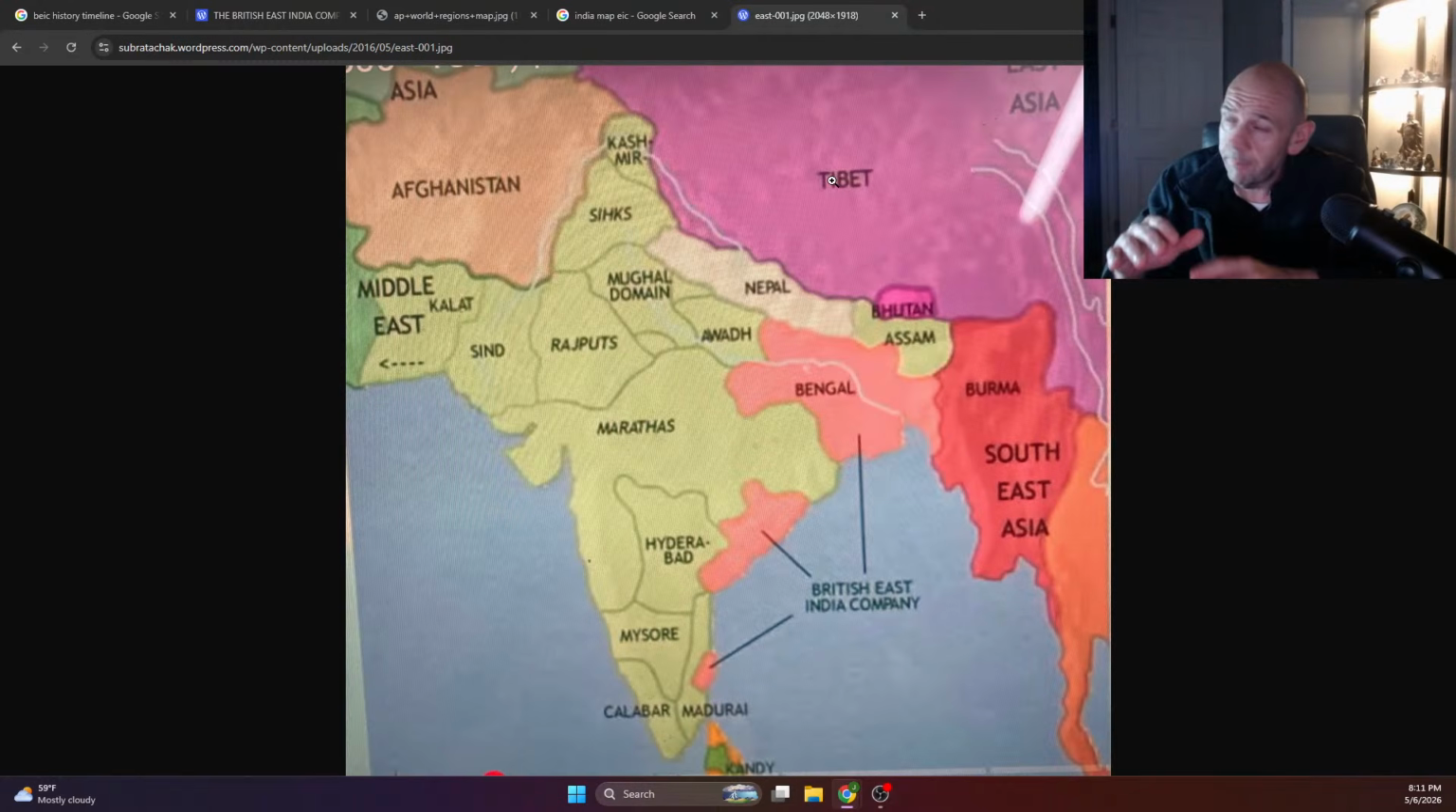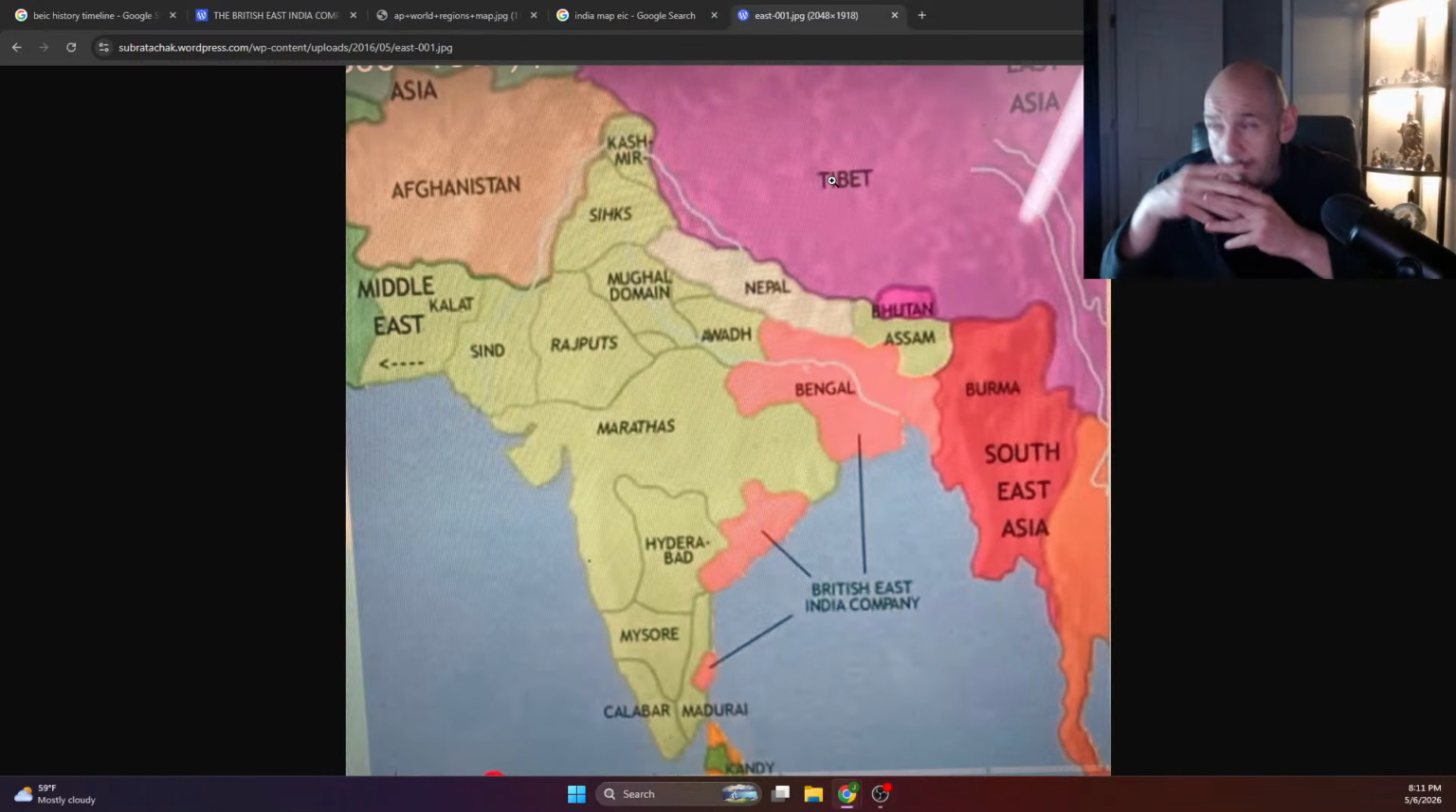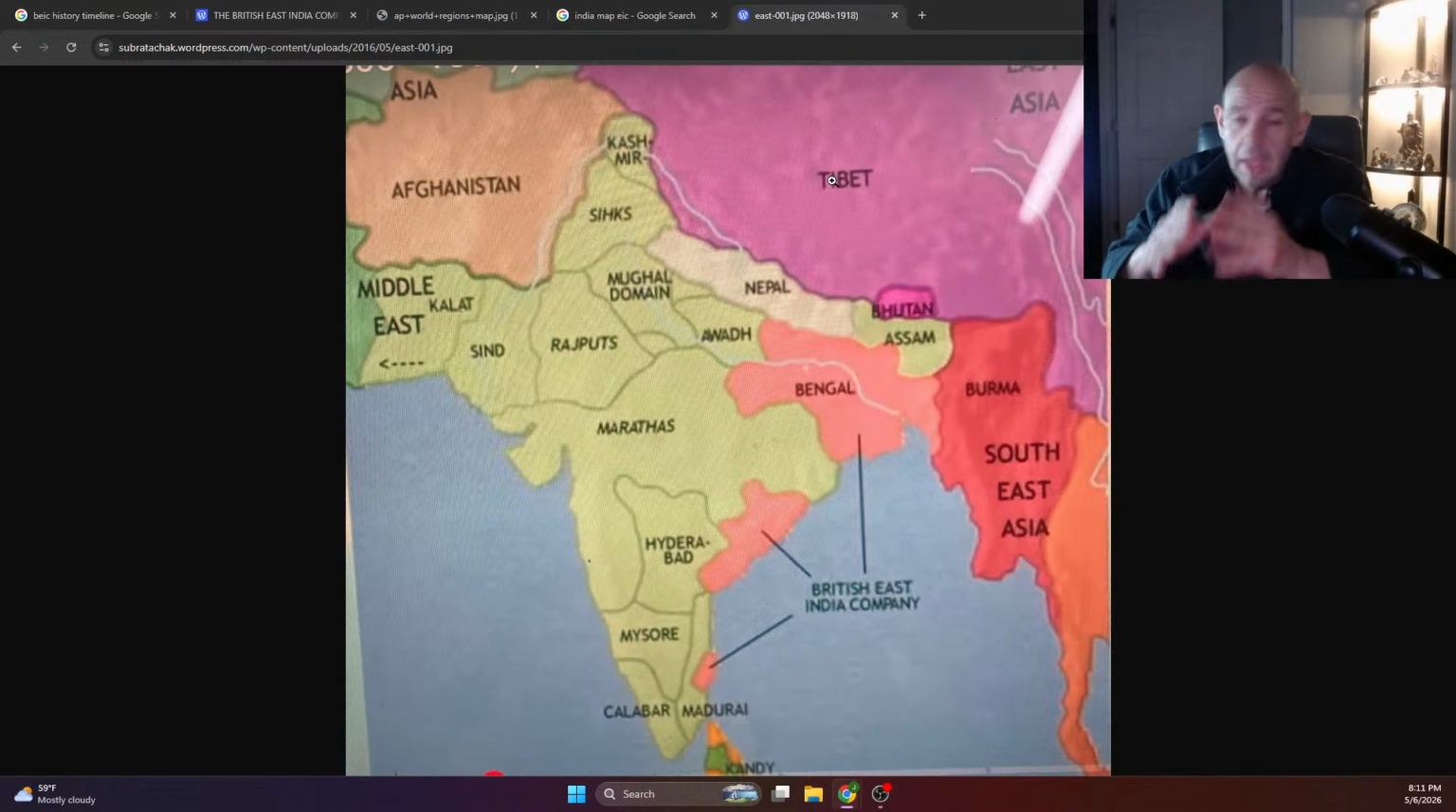I don't want to use the word puppet, because puppet implies like the British have this insane power and the locals can do nothing about it. It's not really that. It's a partnership. Everybody's winning here. Well, the elites are winning, the elite Indians are winning, and the British are winning. So that's how it goes.